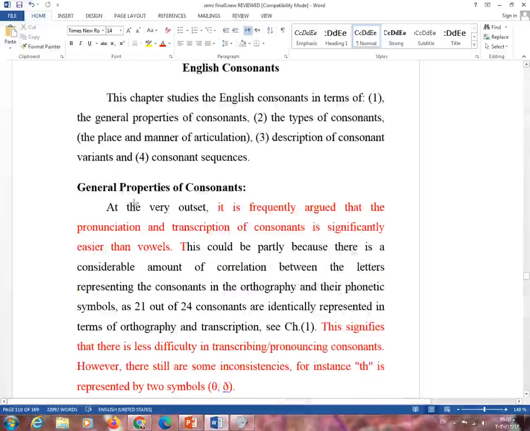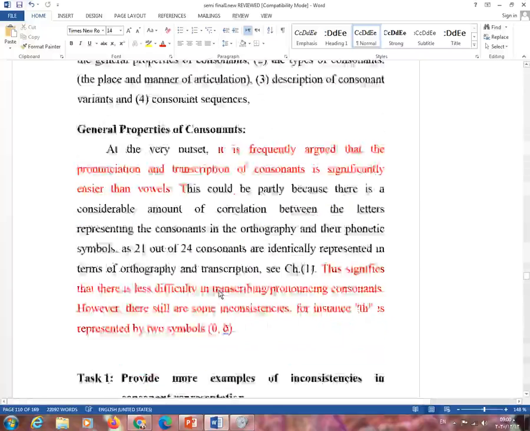Let's first talk about the general properties of consonants. We have a number of general properties. Number one, the transcription and pronunciation of consonants is significantly easier than vowels. This is a very important thing. We don't have major problems with transcription and pronunciation of English consonants. Of course, there are some problems, but it's an easy job for you to transcribe and even to pronounce English consonants. This is number one.